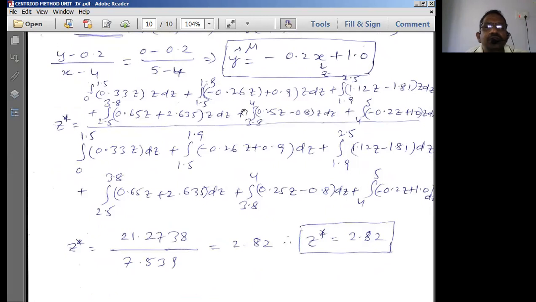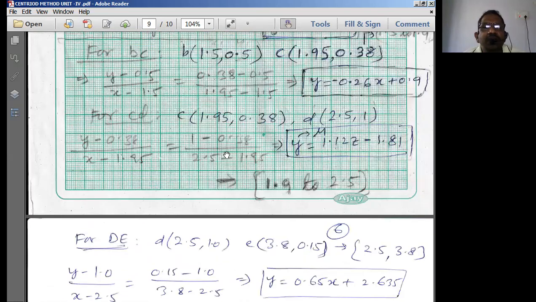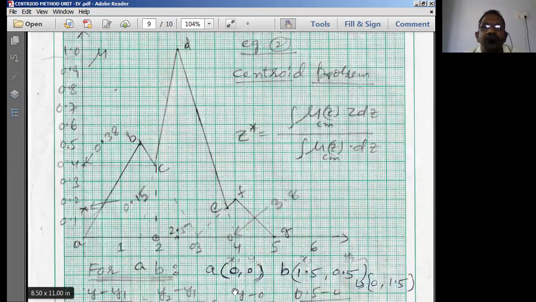Now you have to solve this numerator independently, solve this denominator independently. So once you solve these two, we'll be getting these values like this: 21.2738 by 7.539. These are the things which we'll be getting. All right. So the defuzzification value we'll be getting here is around 2.82. So 2.82 is the defuzzified value for this entire fuzzy set.